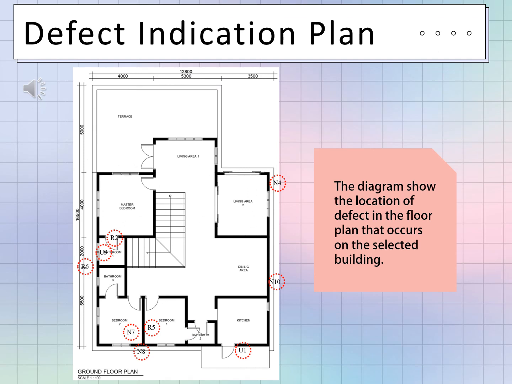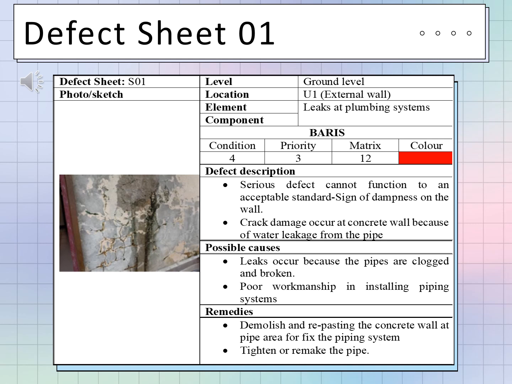This is a defect indication plan. The diagram shows the location of defects in the floor plan that occur on the selected building. There are 10 defect sheets used in this investigation. In this defect sheet, we tell the detail of level, location, element, condition, priority, metric and colors of the defect. In this defect sheet we also describe the defects themselves, possible causes of the defect and remedies for the defect.